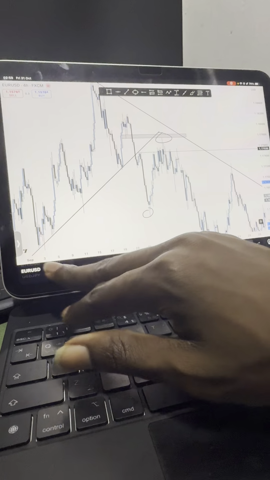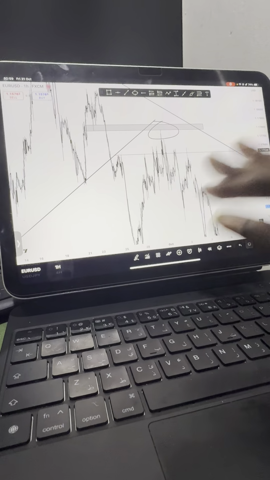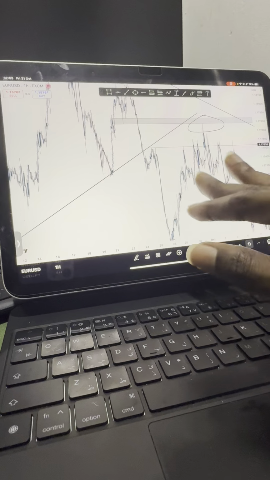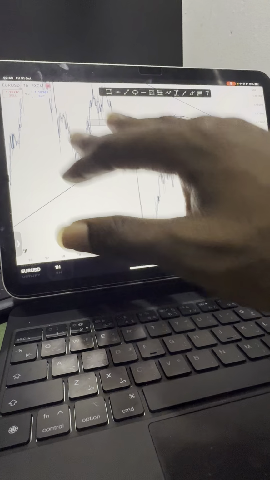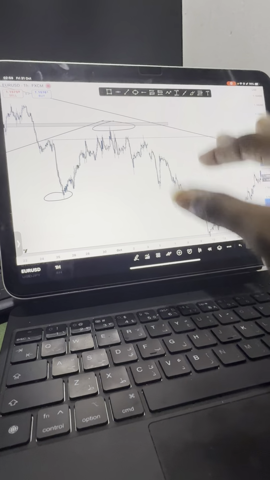If you scale down to the lower time frame, you will see that that level is also an important level. You can clearly see that level. So after taking out the liquidity, the market came back to use that level, and since then the market falls to the downside.